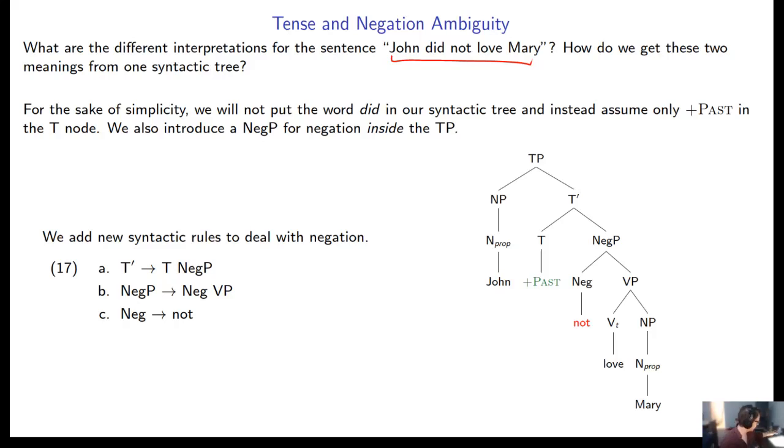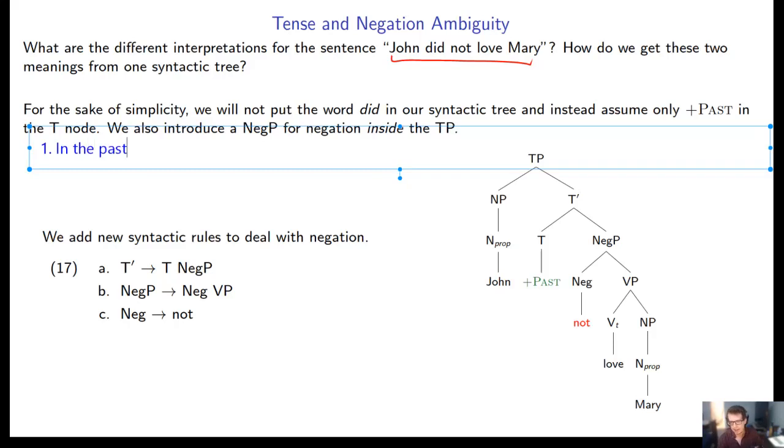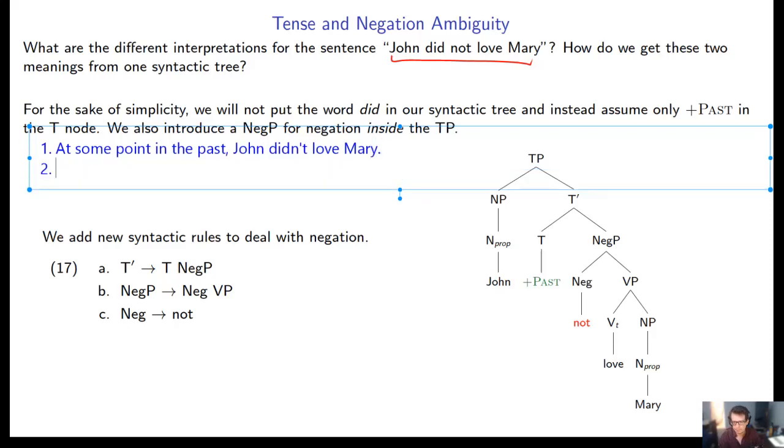John did not love Mary. So there's one interpretation that says in the past, so I should say at some point in the past, John didn't love Mary. Okay, so you're focusing on the point in the past first, and then you're focusing on the fact that John doesn't love Mary.